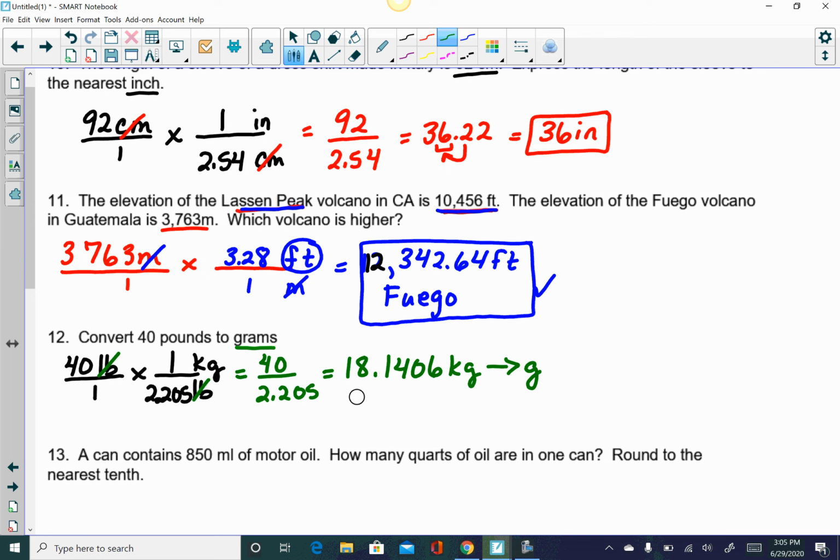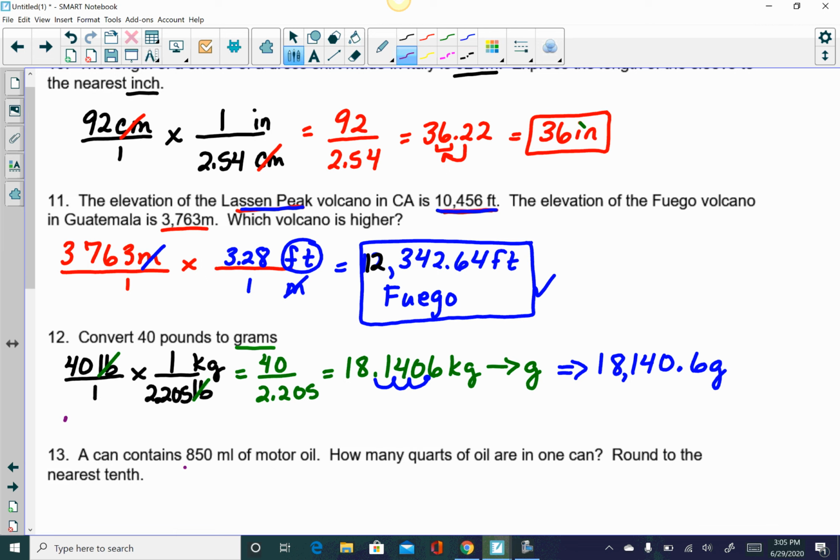So now looking on our conversion to go from a kilogram to a gram, kilograms over on the left, gram is directly in the middle as a base unit. So that means I'm going to be moving 3 places to the right. 1, 2, 3. So that would give me then a final answer of 18,140.6 grams. All right, like I said, let's look at this one a different way.